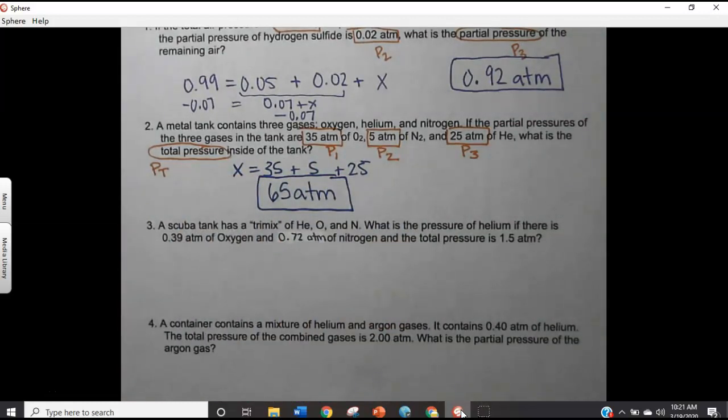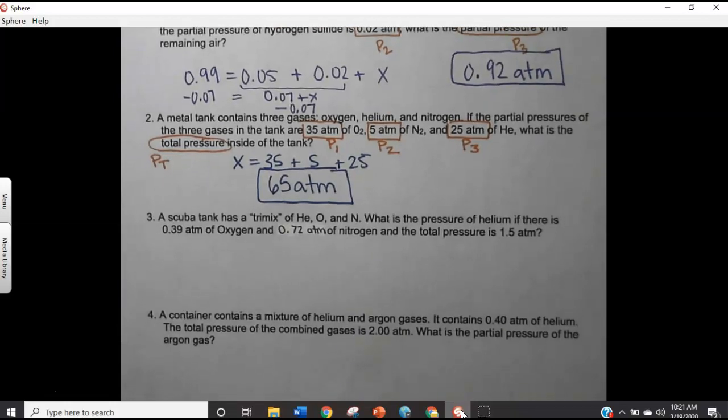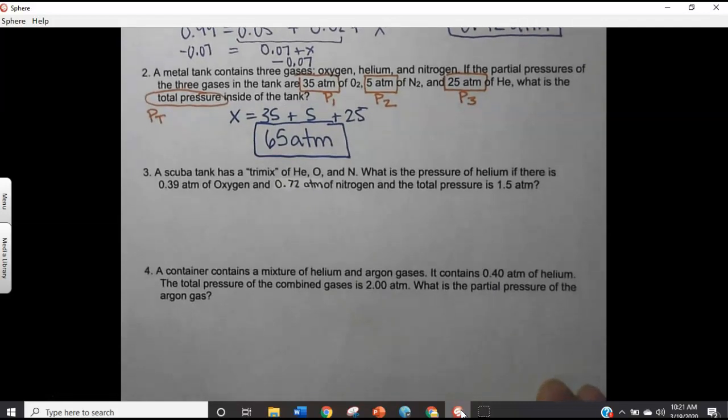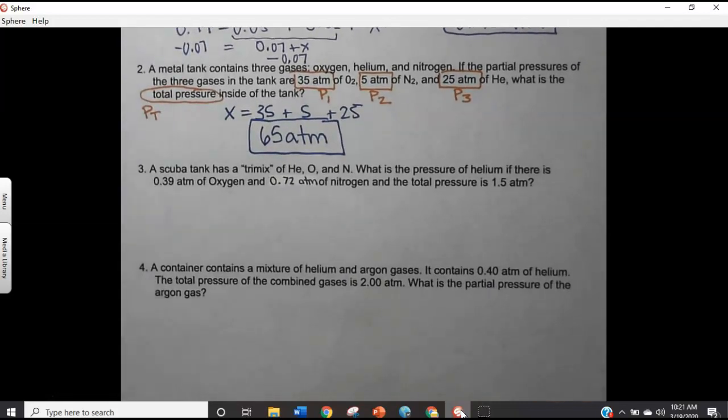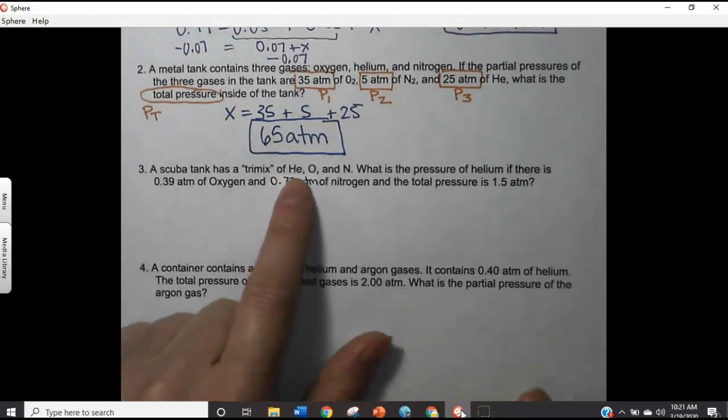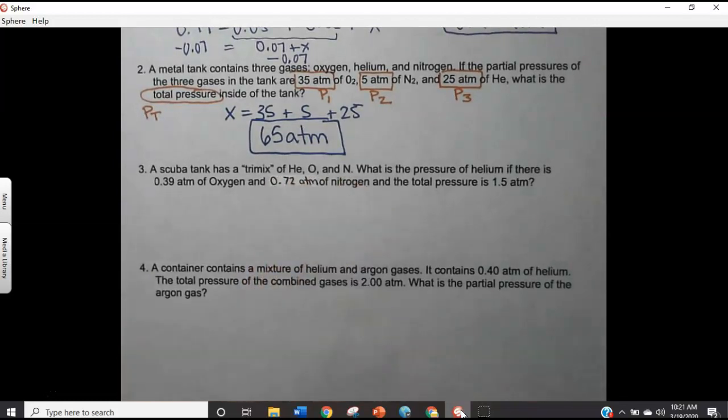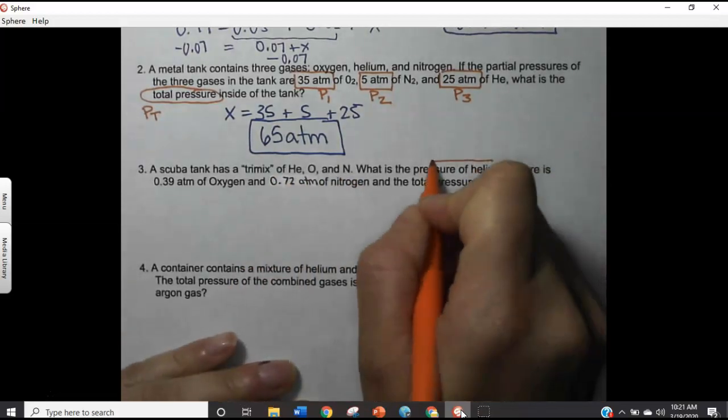Okay, question 3. A scuba tank is often a trimix. It depends. I know some of you guys are actually scuba certified, but it depends on how deep you're going scuba diving, the depth that you're going to dive to, and which type of tank you're going to use. But trimix is a really common gas mixture for scuba tanks, and it's a mix of helium, oxygen, and nitrogen. They're asking me what is the pressure of just helium.